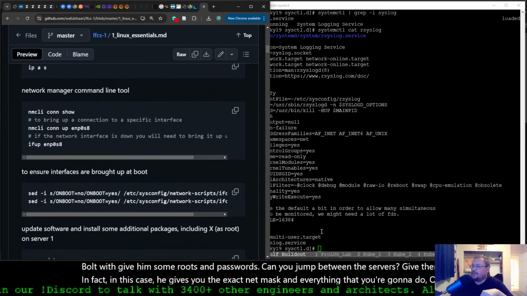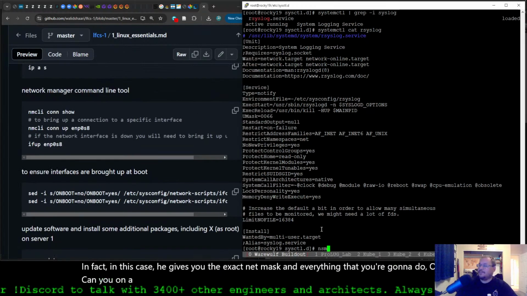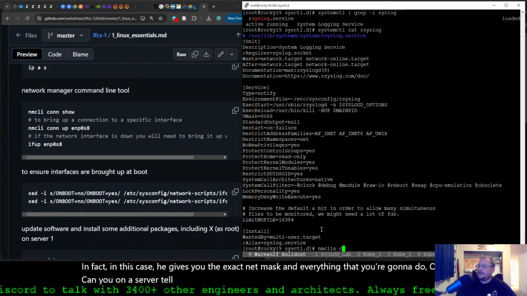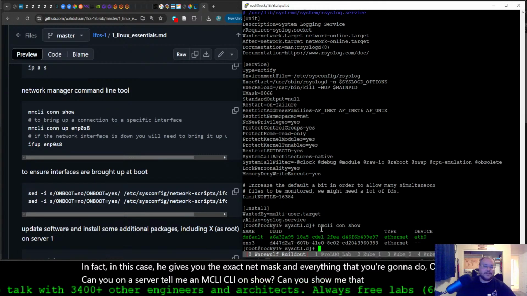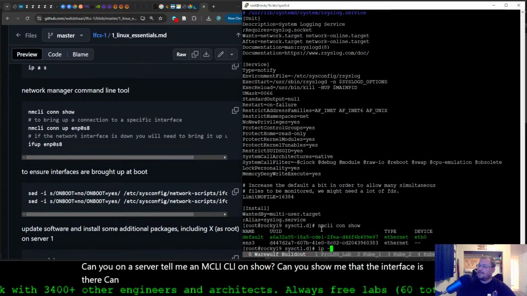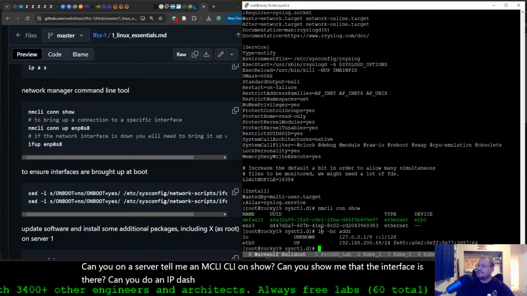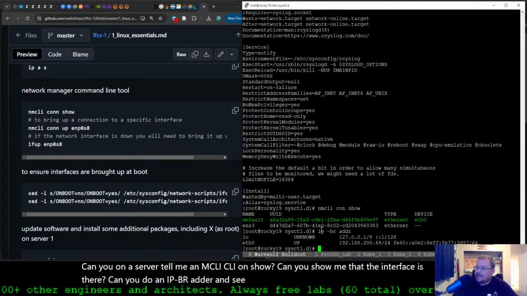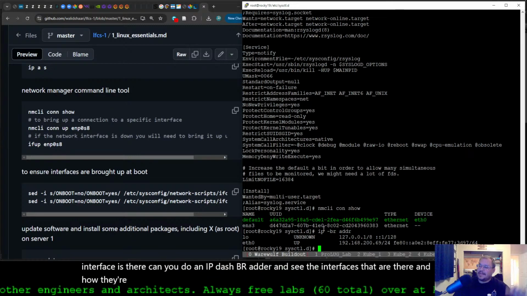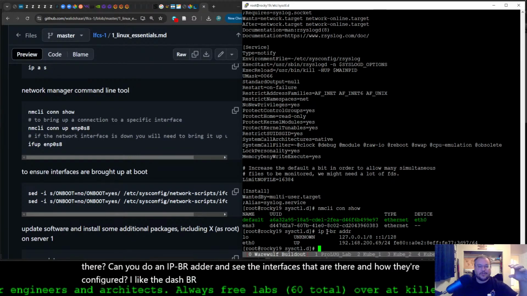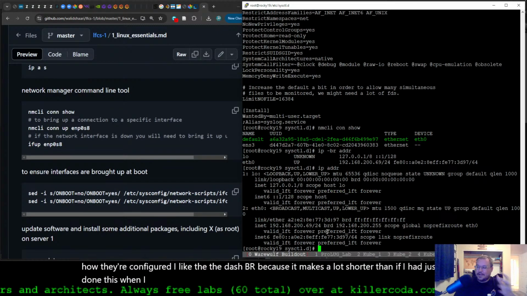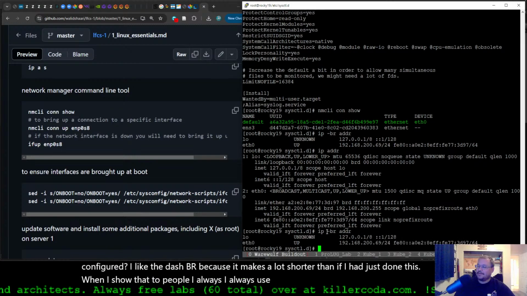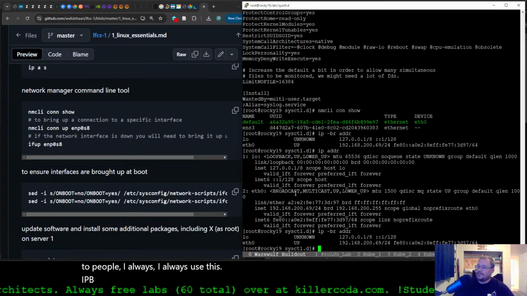Can you, on a server, tell me nmcli con show? Can you show me that the interface is there? Can you do an ip -br addr and see the interfaces that are there and how they're configured? I like the -br because it makes it a lot shorter than if I had just done this. When I show that to people, I always use this ip -br addr. It's way shorter. It's nicer to look at.